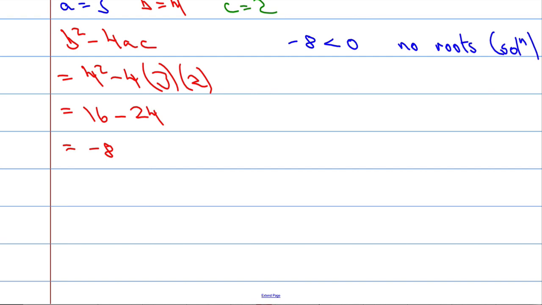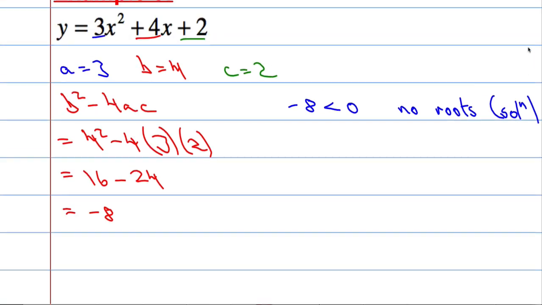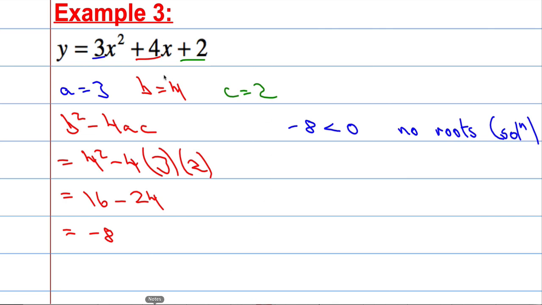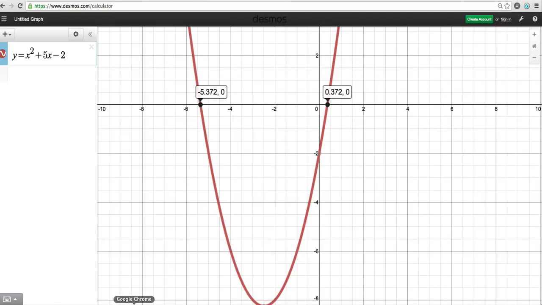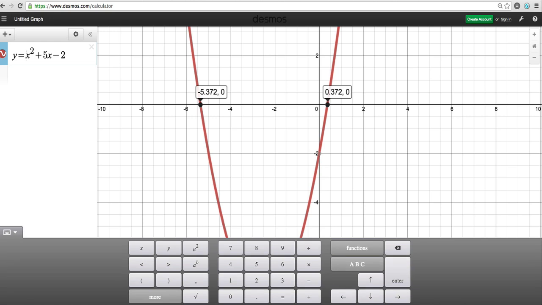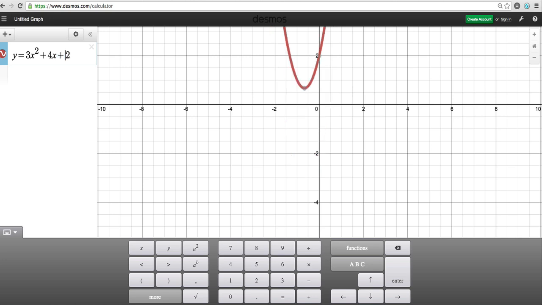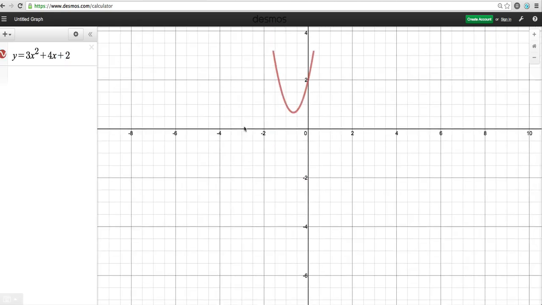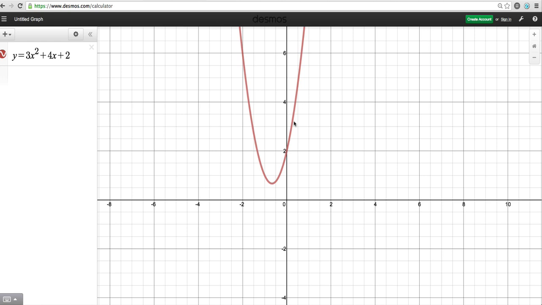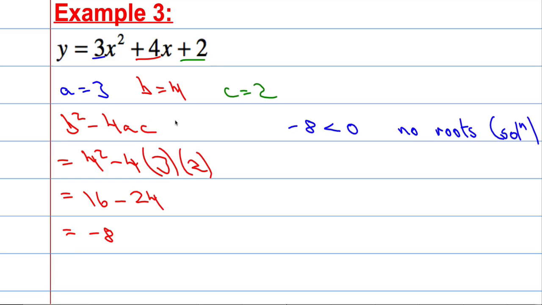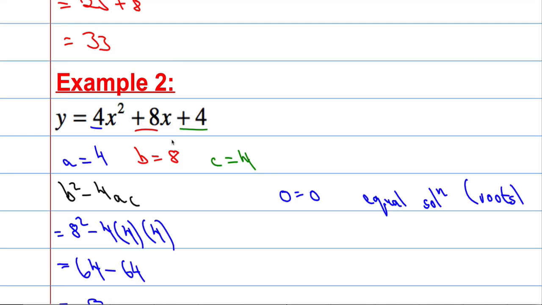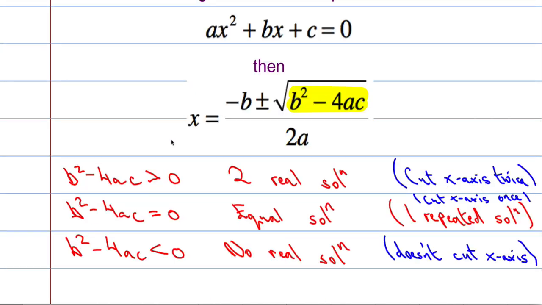What will that mean? It means that it doesn't cross the x-axis at any point. So let's check. 3x squared plus 4x plus 2. Let's see what it looks like. And there we have it. There's our quadratic curve, and we can see that it doesn't cross the x-axis at any point. So it has no solutions. And that's the power of the discriminant. It tells us about the number of solutions to a quadratic.